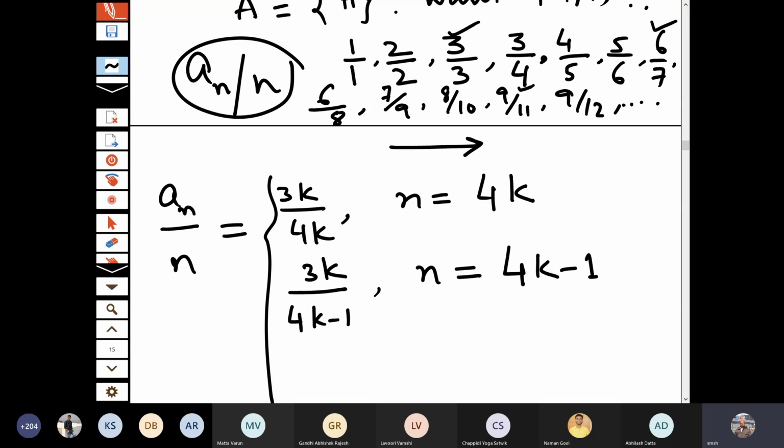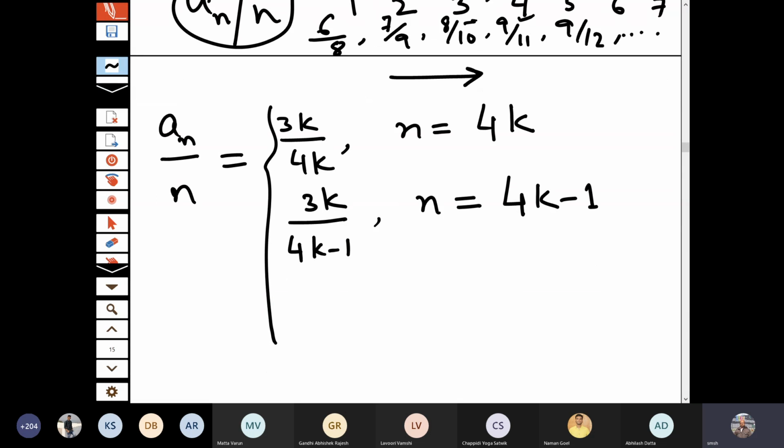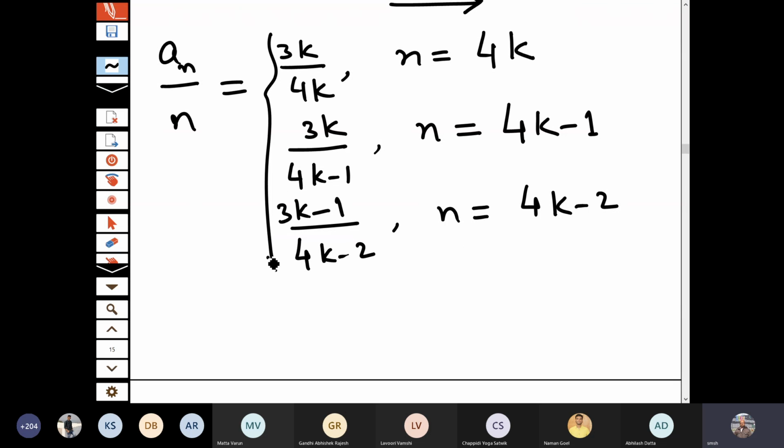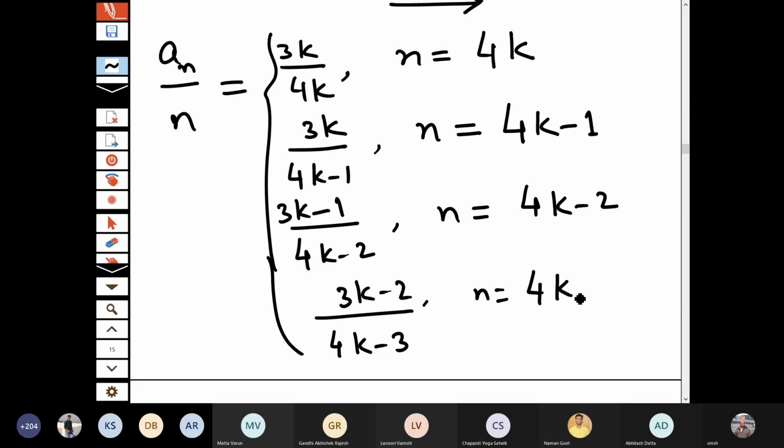Likewise, you can write for the next one also, this one and this one also. What is it? It is 3k minus 1 over 4k minus 2. So n is of the form 4k minus 2. And of course, the first one, if it is of the form 4k minus 3, then it is 3k minus 2. This is valid for k equal to 1, 2, and so on. Is this description of a_n by n clear to everyone?